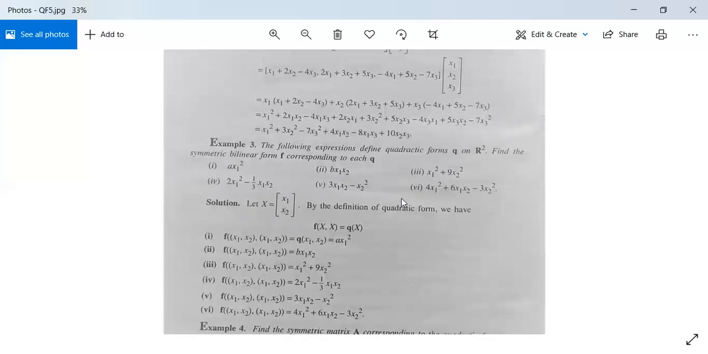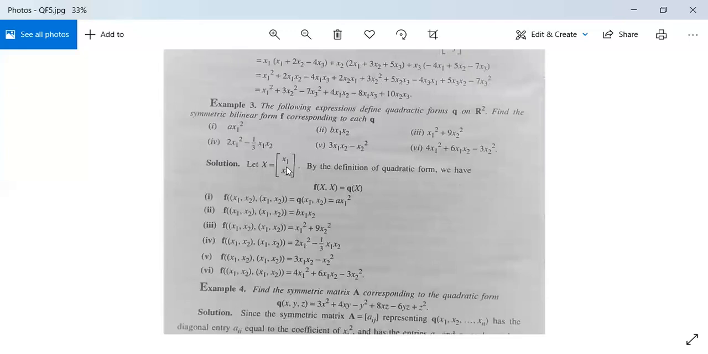Another example we can see, we have some time also. The following expressions define quadratic forms Q on R2. There are six expressions, so they are quadratic forms. See, this is one variable, this is two variables, two variables, two variables, two variables, and this is also two variables on R2. Find the symmetric bilinear form f corresponding to each Q.